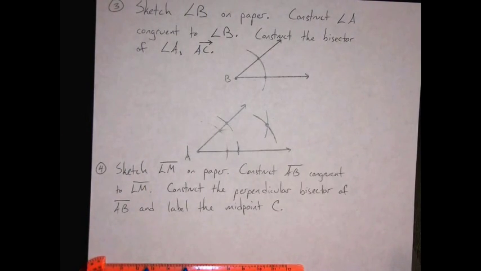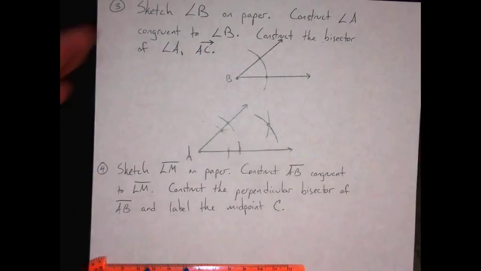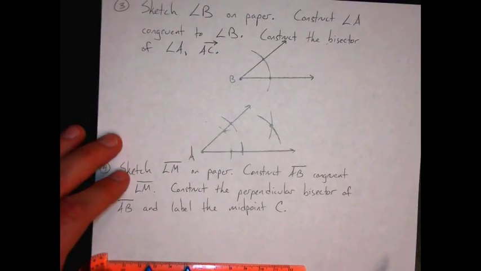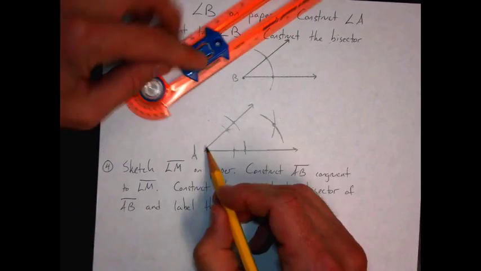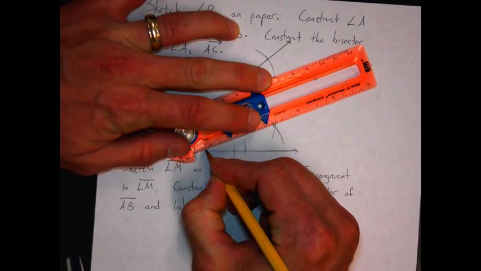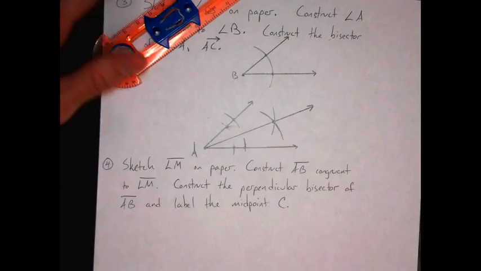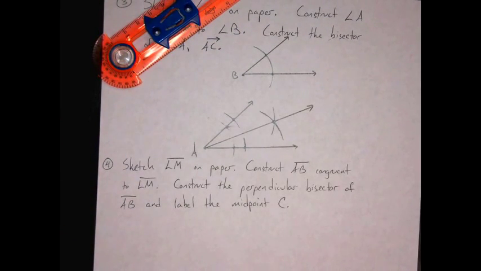Now remember, what is the bisector of that angle? It cuts the angle in half. So we now have that new point to the vertex. We can now cut that angle right in half, samurai style. So samurai style, we've cut that angle in half. We've now constructed the angle bisector.